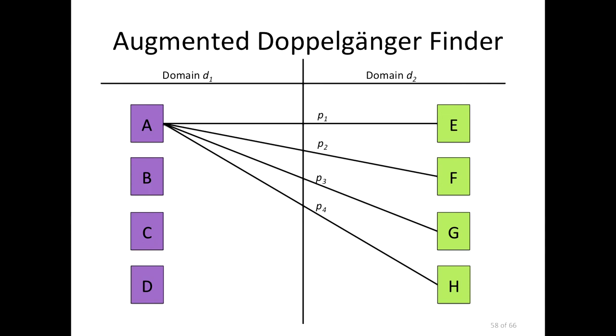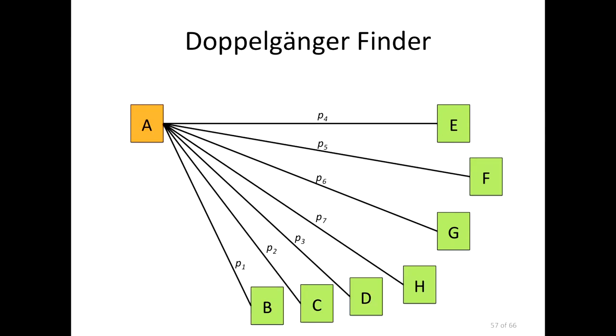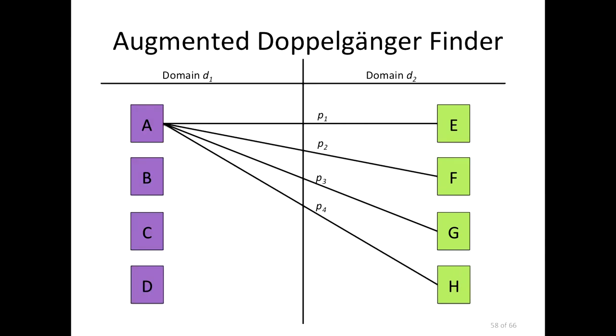We are actually able to augment this Doppelganger Finder algorithm to work better in the domain adaptation case. While here we had to compare A to E, F, G, all of them, over here we don't have to compare A to B, C, and D because they're all in the same, let's say, Twitter.